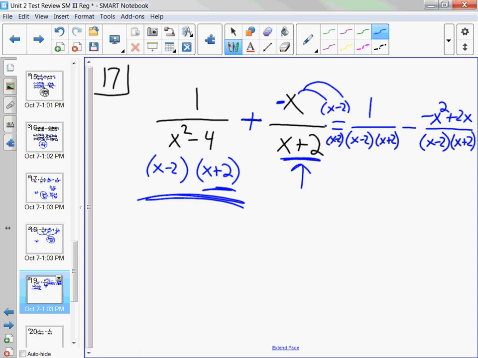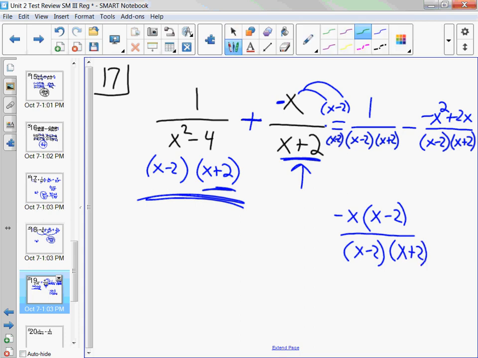Now I notice that I can factor a negative x out of the top of that up there. So if I do that, negative x out of the numerator, I would get x minus 2. And on the bottom I have an x minus 2 times an x plus 2. And I notice that the x minus 2's cancel out. So my answer is negative x over x plus 2.